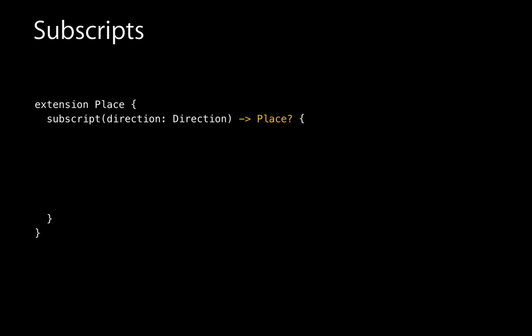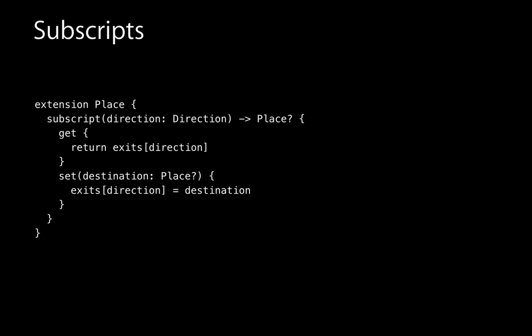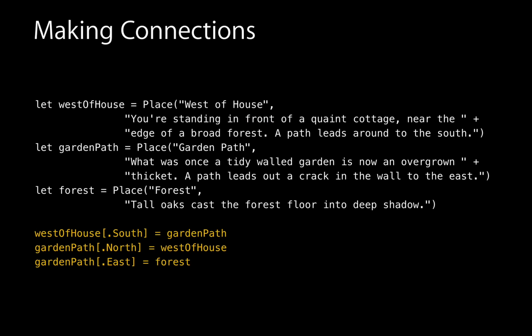But here's where it starts feeling more like a property. You just provide a get and set method like any other property. So the get is just going to delegate to exits, and the set just writes back into exits. All I've done here is provide a subscript directly on place that just immediately delegates down to the exits property. But that's going to let me write this in a much more compact and natural style over and over again.